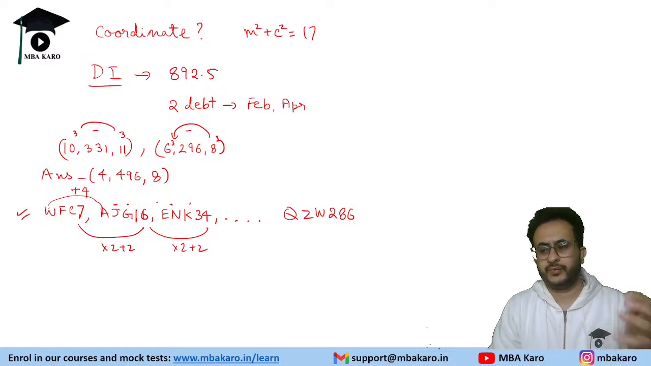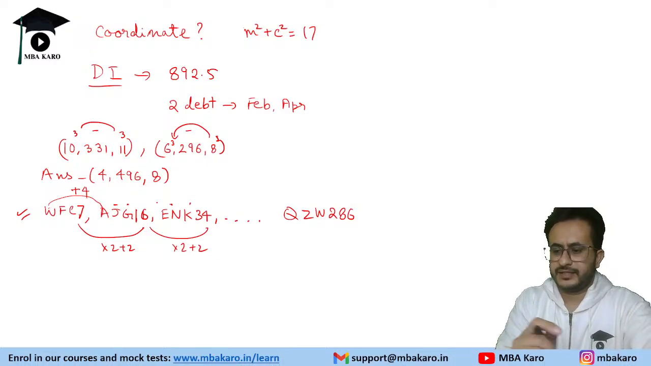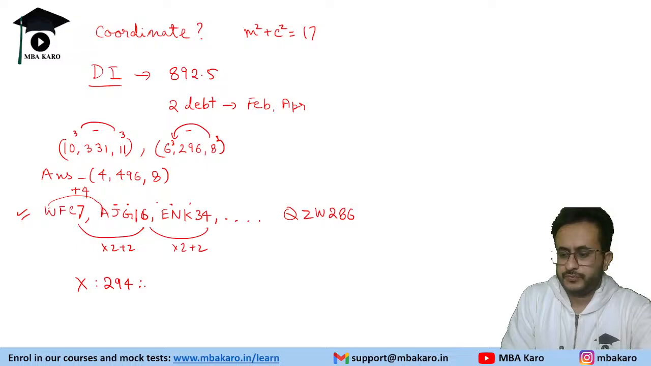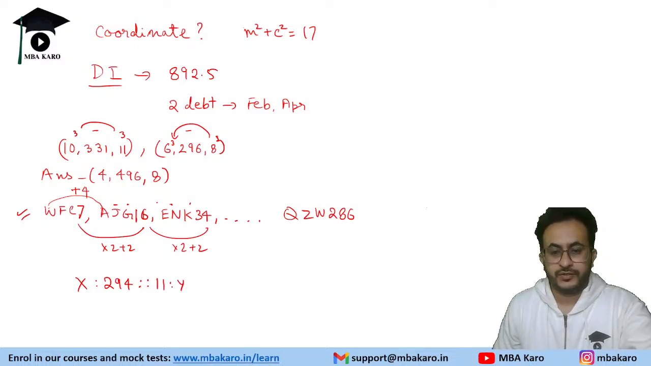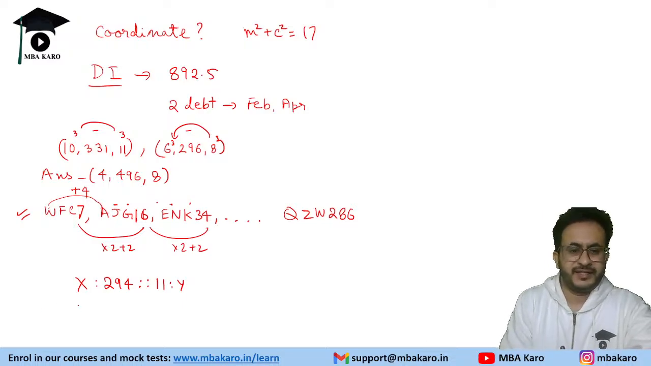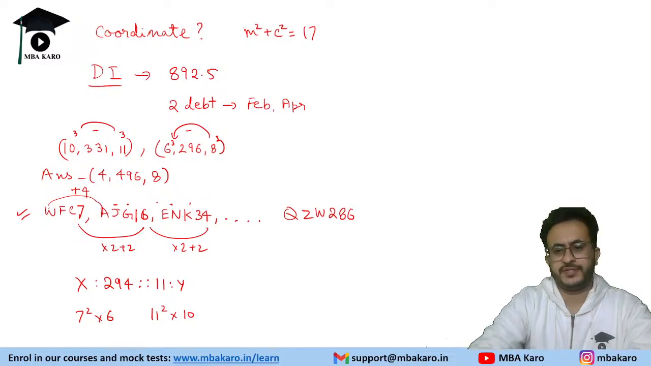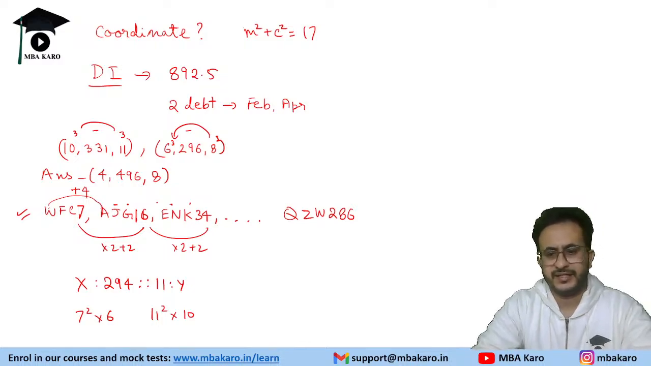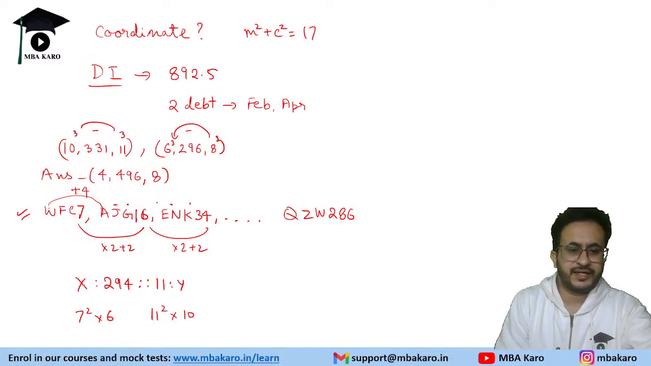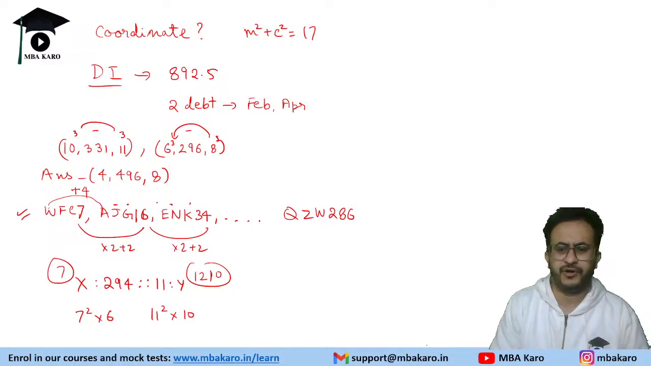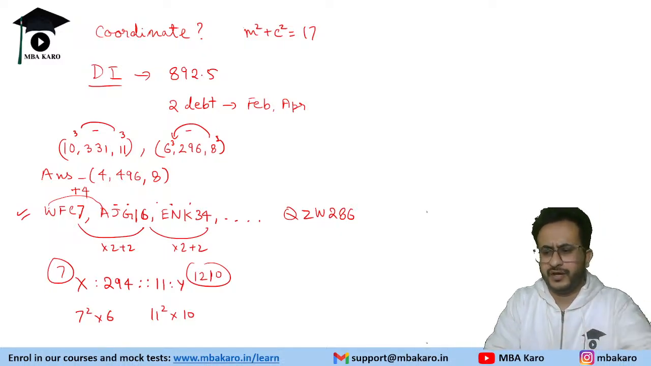Then there was another question on similar lines. It goes like this: x ratio 294 is proportionate to 11 ratio y. You have to find x and y, and there were options given to us. The logic was 7 square into 6, so it would be 11 square into 10. From the given options, one had to answer, so one could have looked at the options and figured out the answer. The answer was x is equal to 7 and y is equal to 1210. Again, basic mathematics and basic reasoning skills were involved. If you are good at number based logic, you could have attempted this question.